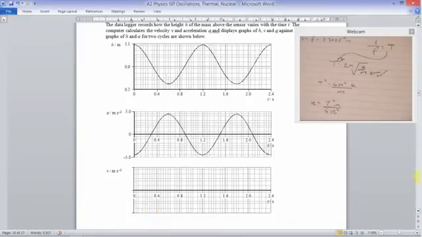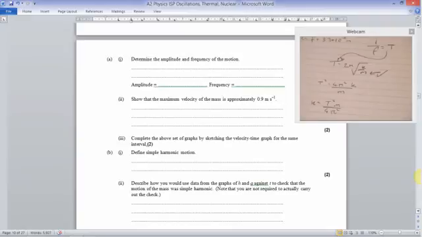Nice question to get for 2 marks. Define simple harmonic motion. The acceleration or the resultant force is proportional to displacement, but remember it's proportional and acting in the opposite direction. So a is proportional to minus x, or F is proportional to minus x. That's your idea.